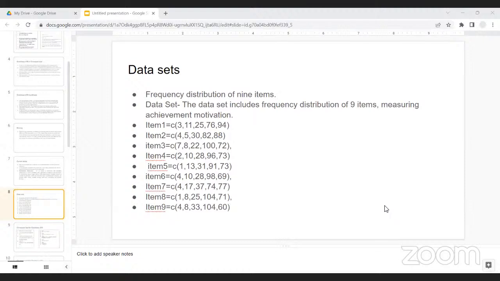But still, you have to think some more assumptions are there. Now again, in case of item 2, we find 4, 5, 30, 82, 88. Then what should I do? Sir, we will merge 4 with 5. Oh, very good. So that will be 9.